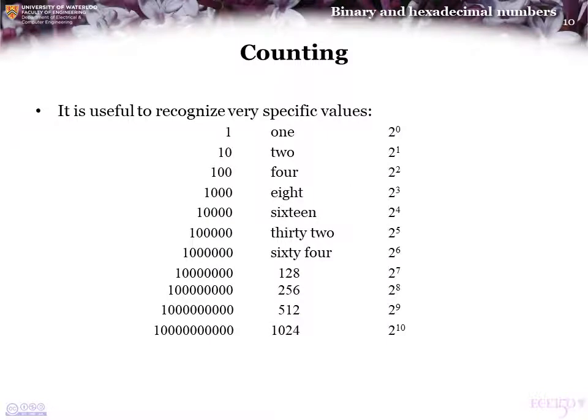So here are some very useful binary numbers to remember. 1, of course, represents 1 or 2 to the 0. 1 0 represents 2 to the 1 or 2. 1 0 0 represents 2 to the 2 or 4. 1 with 3 zeros represents 2 to the 3 or 8. 1 with 4 zeros represents 2 to the 4 or 16. 1 with 7 zeros represents 2 to the 7 or 128.